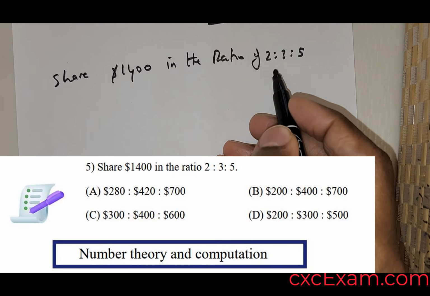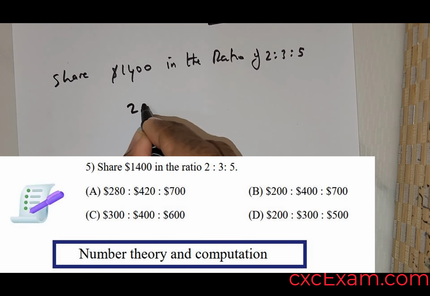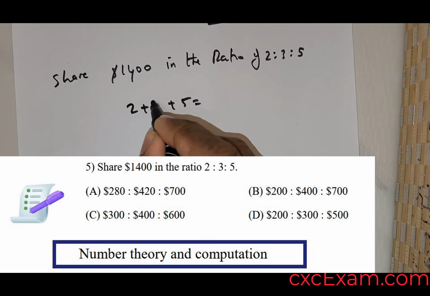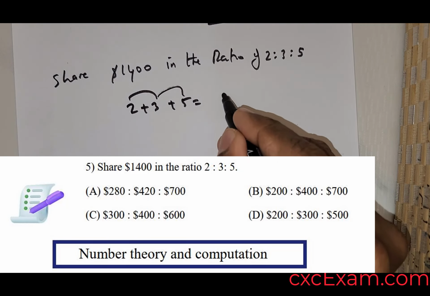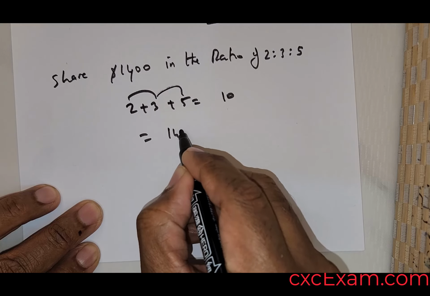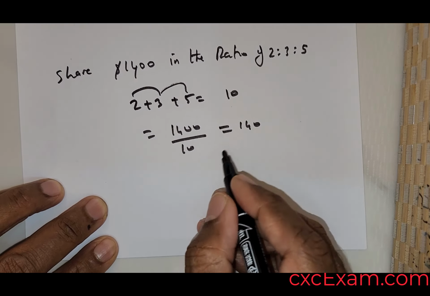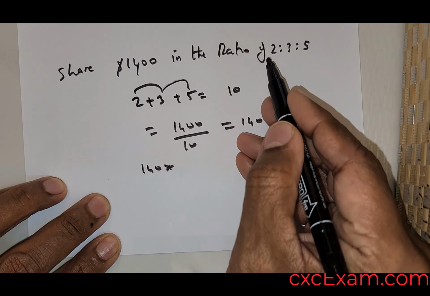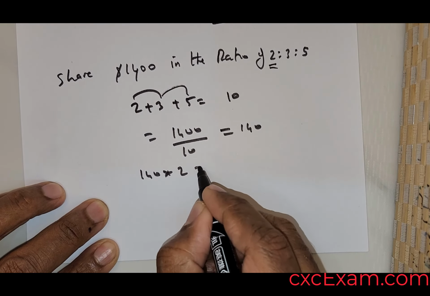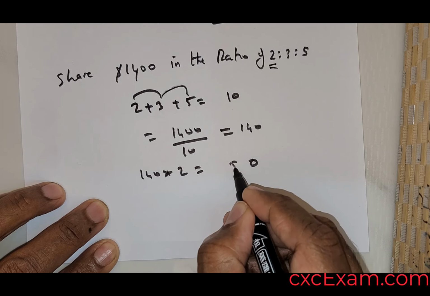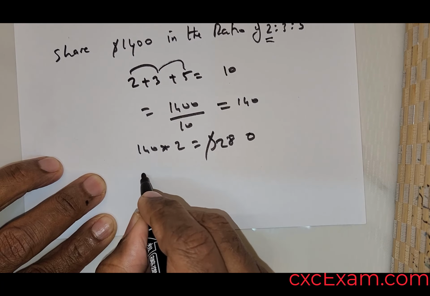Share 1400 in the ratio of 2 is to 3 is to 5. Foremost take 2, 3 and 5, add them. 2 with 3, 5, 5 with 5 will give you 10. Then you take 1400, you divide it by 10, that would give you 140. Next you take 140, you multiply by the ratio. You got 2 there, multiply by 2 is going to be 280. So that's the first share.